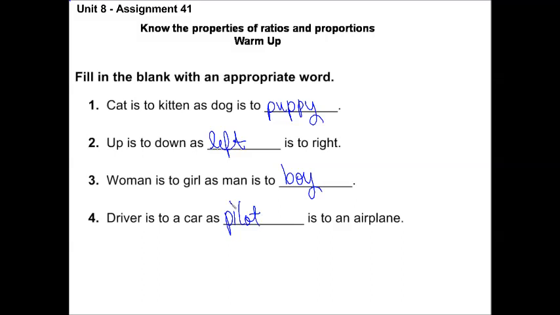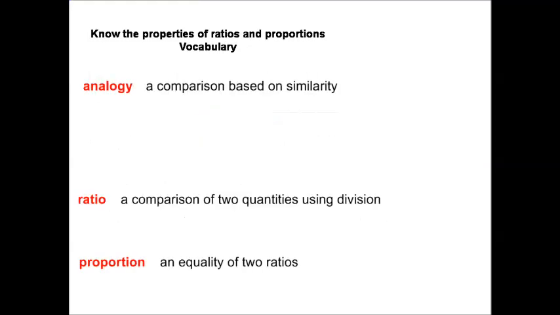Okay. Now there is a method to my madness. You're looking at this going, that is not math, but it really is. Because an analogy, which is what we just did, is a comparison based on similarity. So that was the warm-up, an analogy. A ratio is a comparison of two quantities using division. And a proportion is when you have two ratios that are equal to each other. A ratio and a proportion, these are the analogies of math.